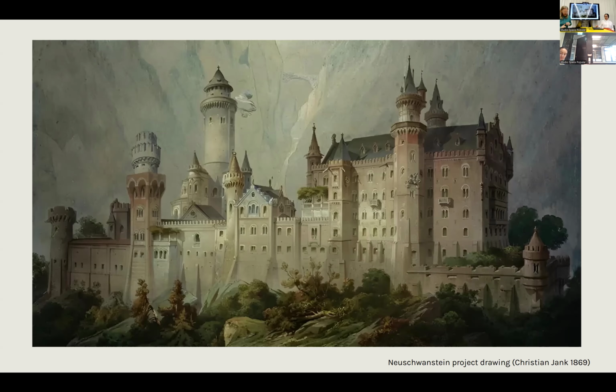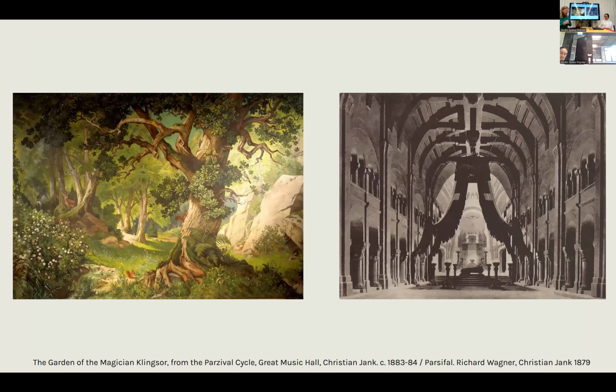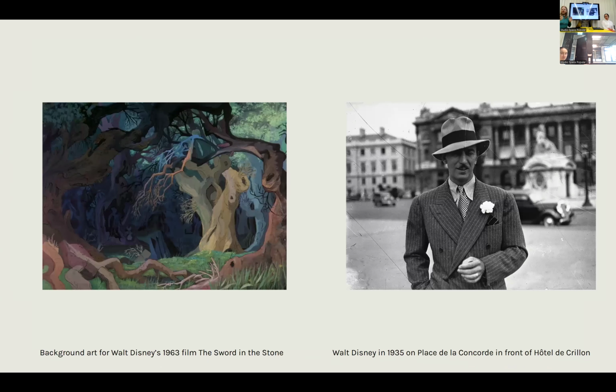I could say that he succeeded. The work of this Christian Jank, he did big opera stages, but also very romantic. And then we see very direct links to background paintings in Disney movies.